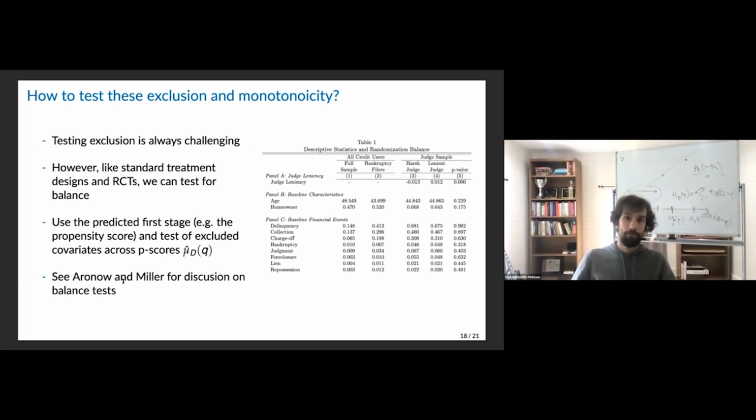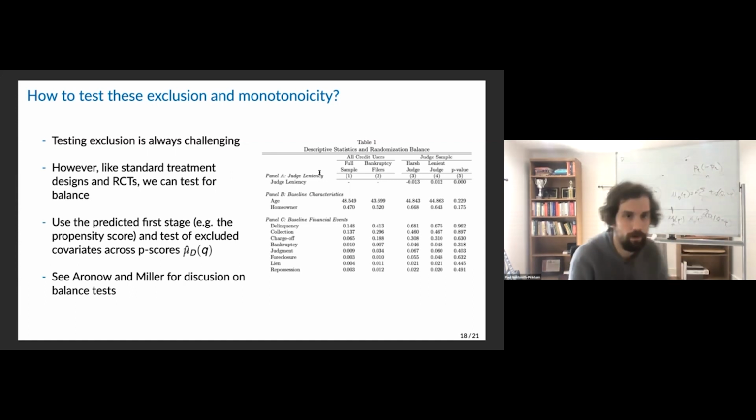What you'd like is that the gender of people who are assigned to lenient judges or harsh judges, on average, is the same. That's the balance between the two. There are a number of ways to potentially do this. You can do this in two ways. You can either put the predicted first stage on the left-hand side and then run a regression where you put the characteristics that you think should be balanced on the right-hand side.